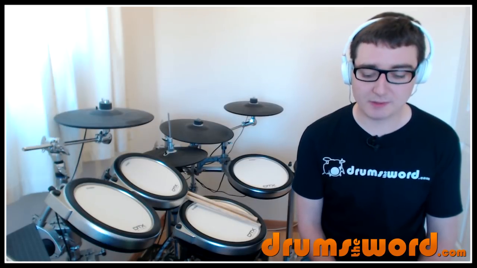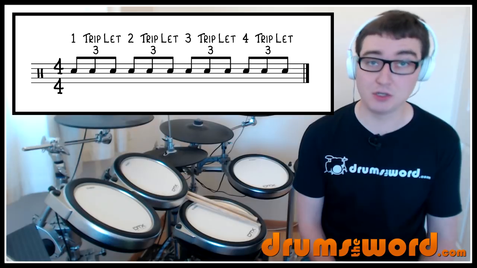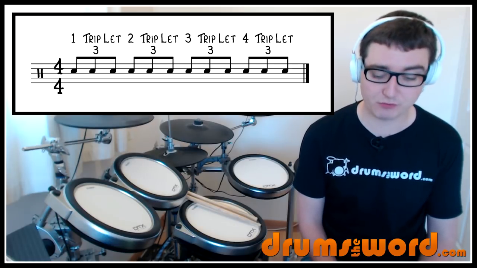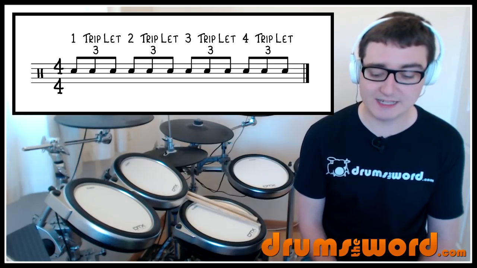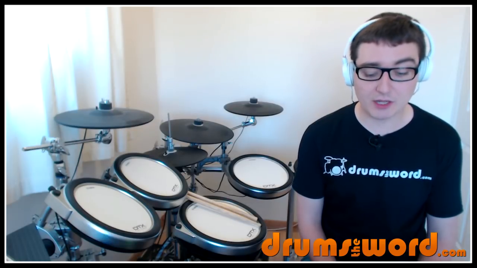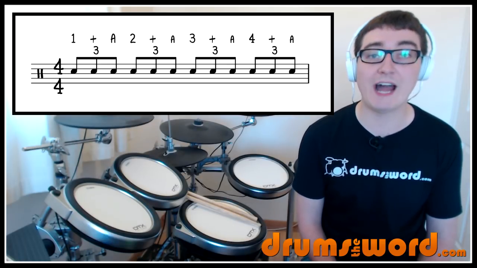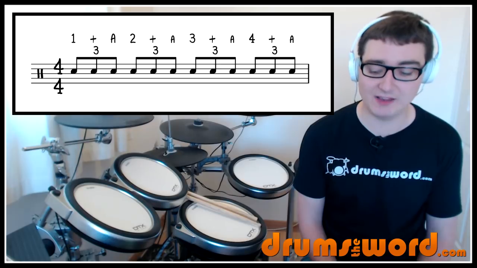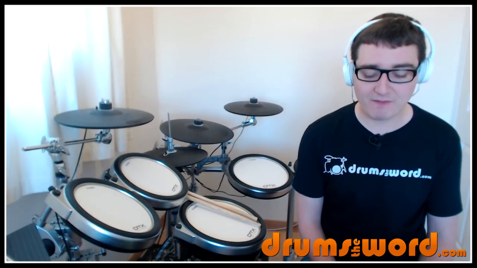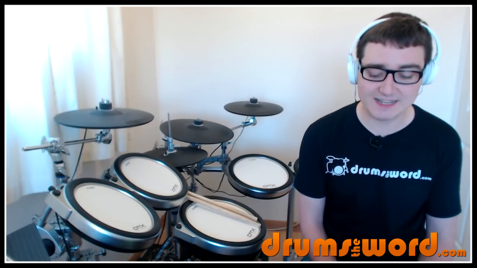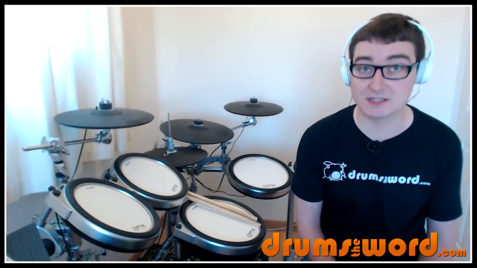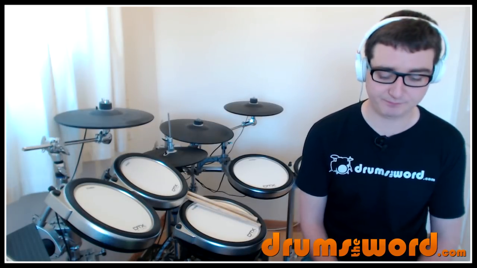8th note triplets are commonly counted as one triplet, two triplet, three triplet, four triplet, with each syllable representing each triplet. Another common way to count triplets is one and two and three and four and. But I find that this can be confused with counting 16th notes, and so I prefer to use the first counting system, one triplet, two triplet.